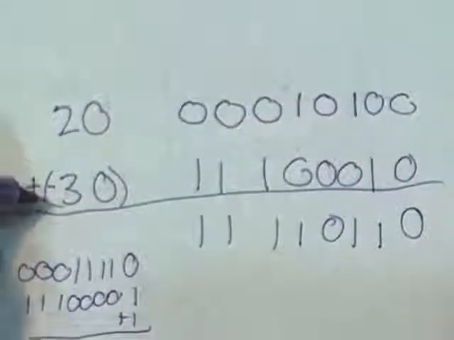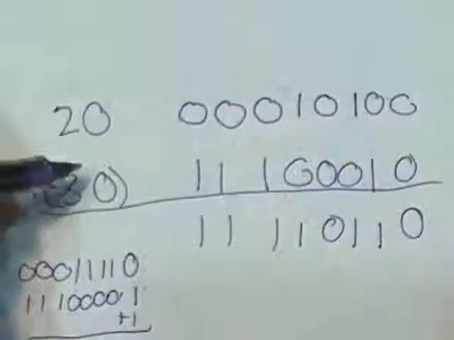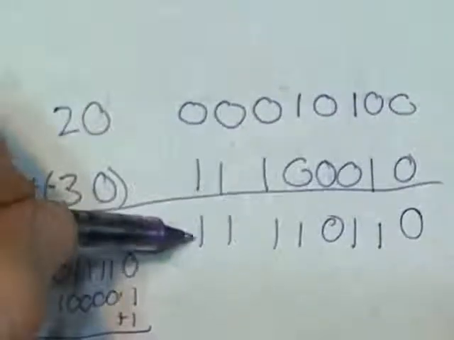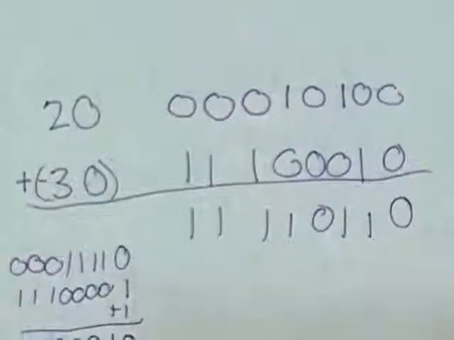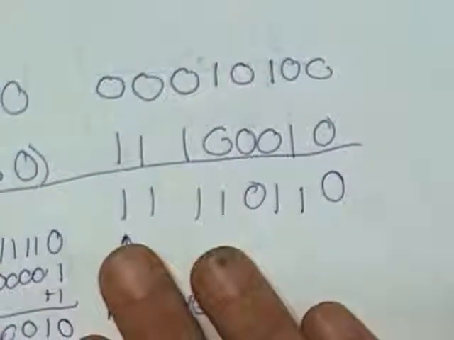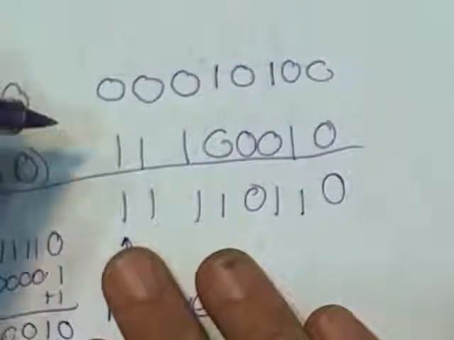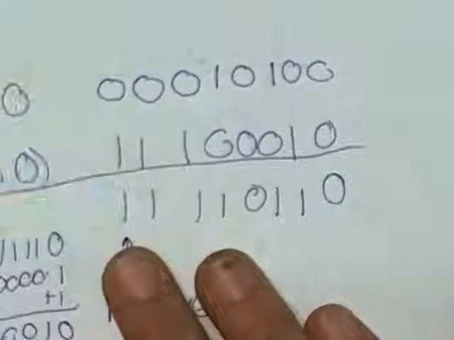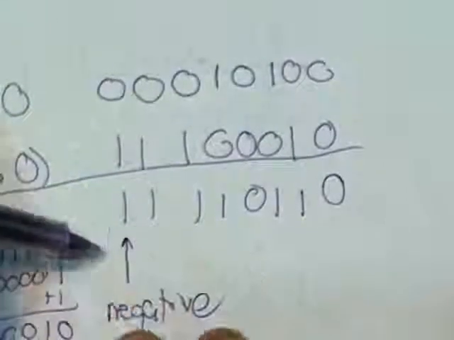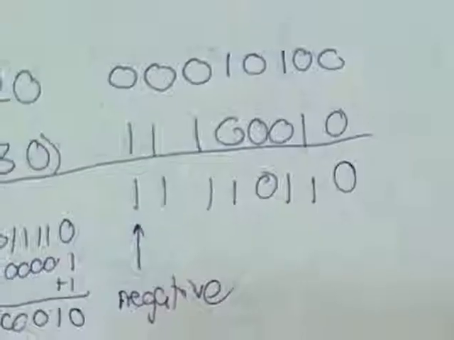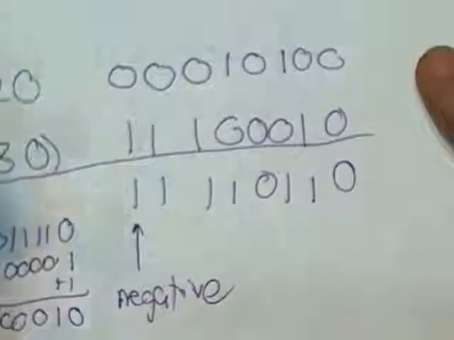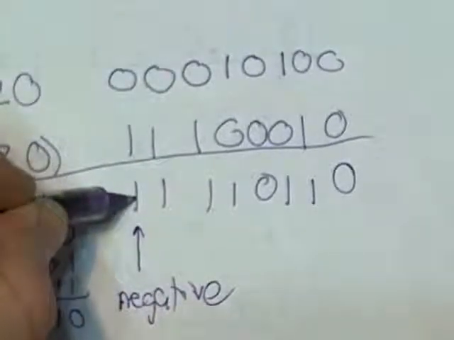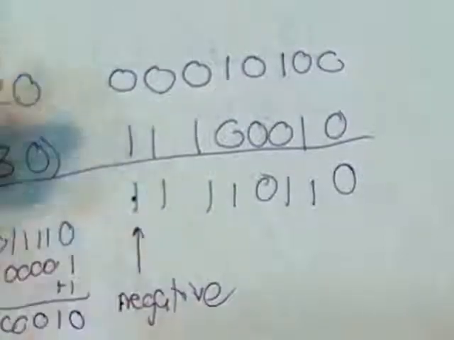0, 1, 1, 0, 1, 1, 1, 1. 20 plus negative 30 is negative 10, but this is the answer that's showing up. This does not look like negative 10. In 2's complement, the next thing we've got to recognize is that if your answer of 8 digits begins with a 1, your answer is negative. So this does not look like negative 10 the way it looks. However, that is telling me my answer is negative.